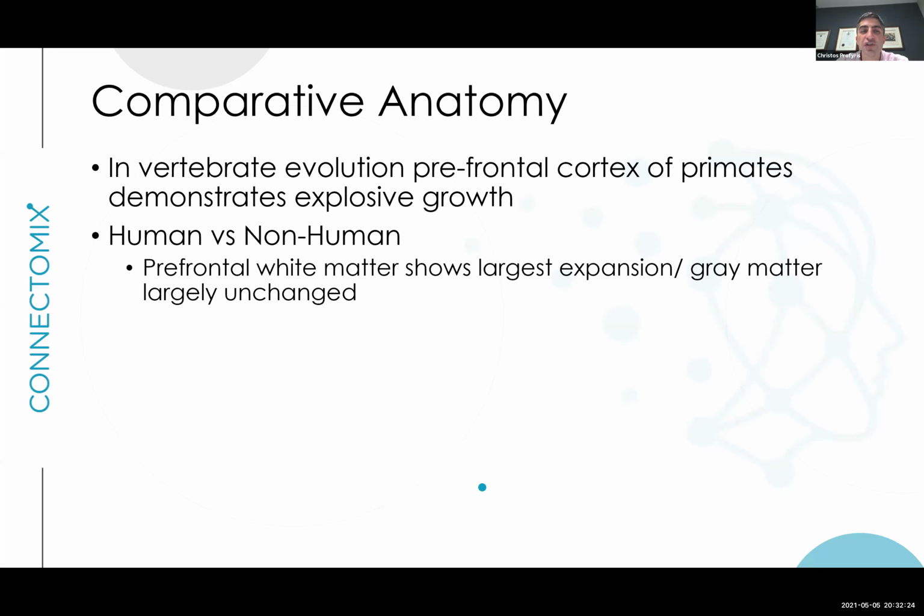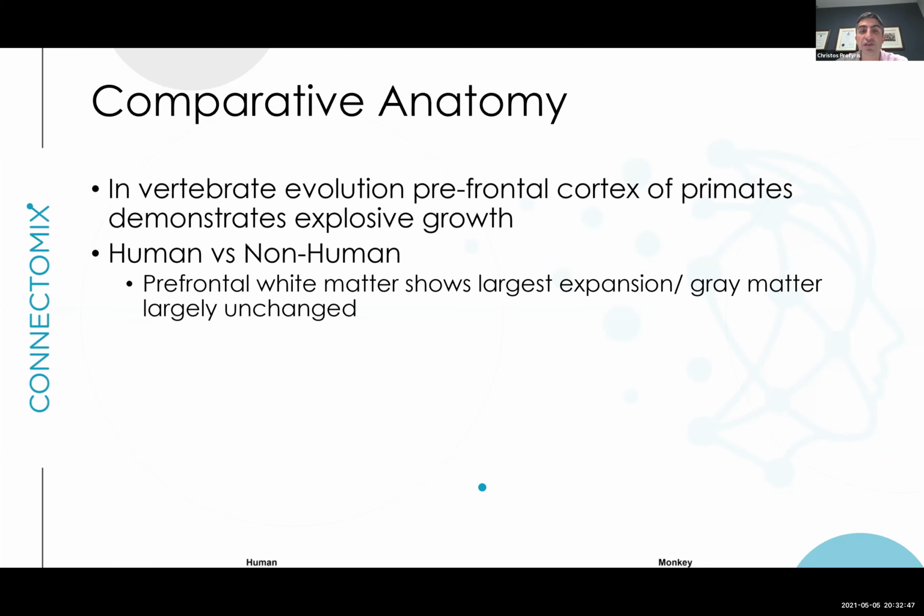When you look at humans versus non-human primates, the actual gray matter is largely unchanged. So the 6 layers is fairly established, and the number of cells is largely unchanged. But what is drastically different is the amount of white matter. The white matter has shown a huge volumetric expansion in the prefrontal cortex of humans versus non-humans.